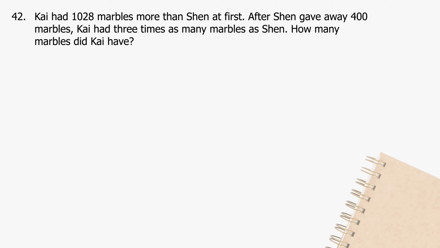Question 42. Kai had 1,028 marbles more than Shen at first. After Shen gave away 400 marbles, Kai had 3 times as many marbles as Shen. How many marbles did Kai have?